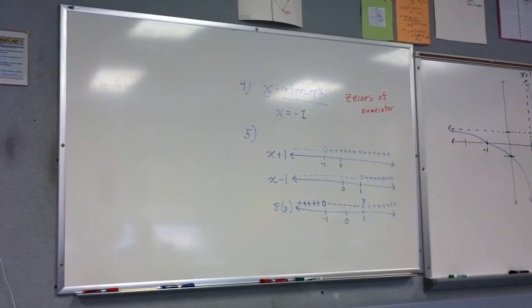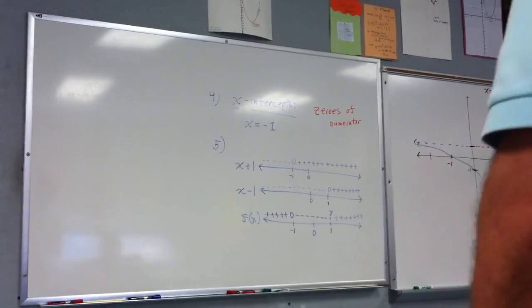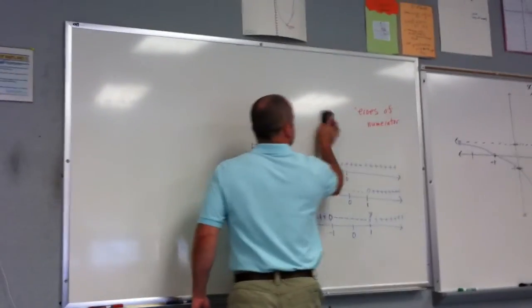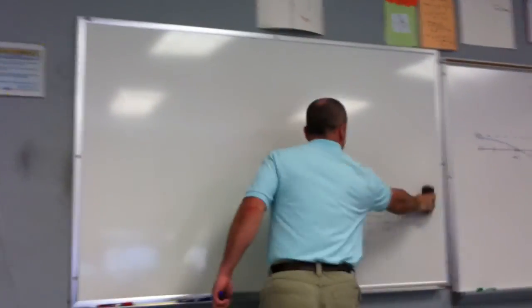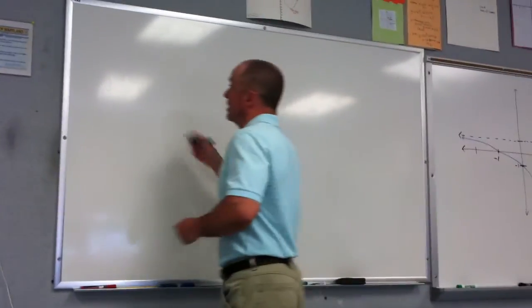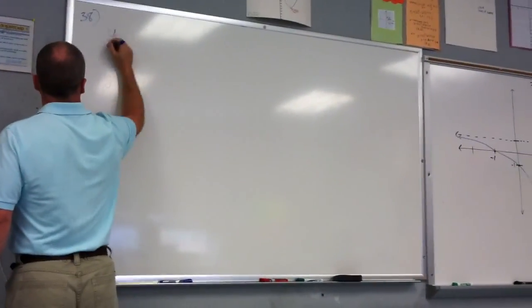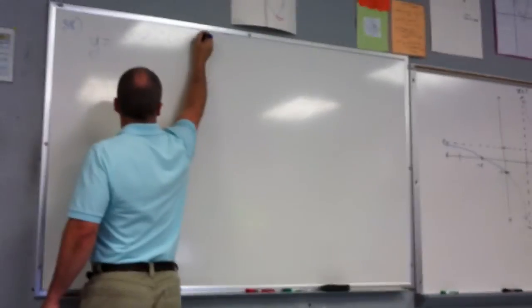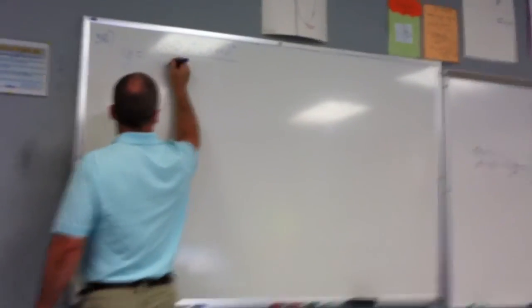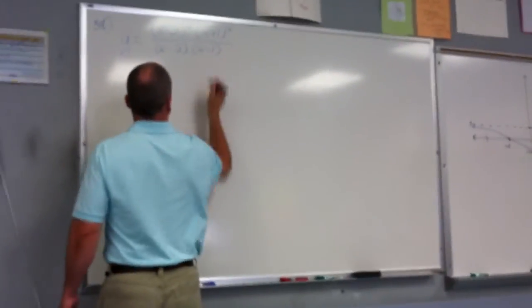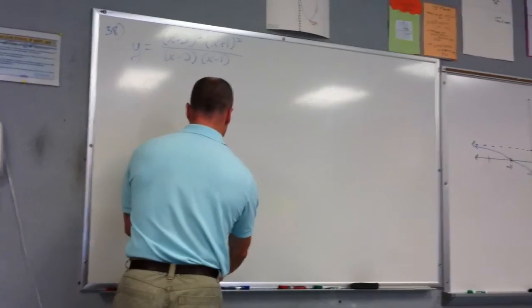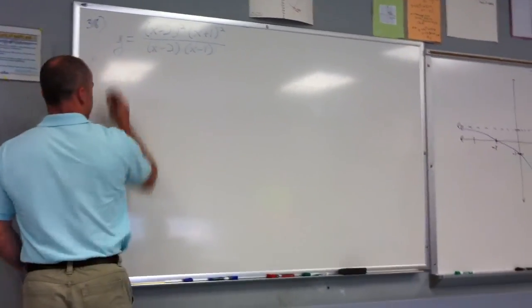Oh, they gave it to you in factored form. That's an interesting one. Are you sure both those are squared? Yeah. Okay, well, read it to me. Okay, 38 we're looking at? Yeah. y equals (x minus 2) squared, then (x plus 1) squared over (x minus 2)(x minus 1). Oh, okay, I see what they did, that's right.